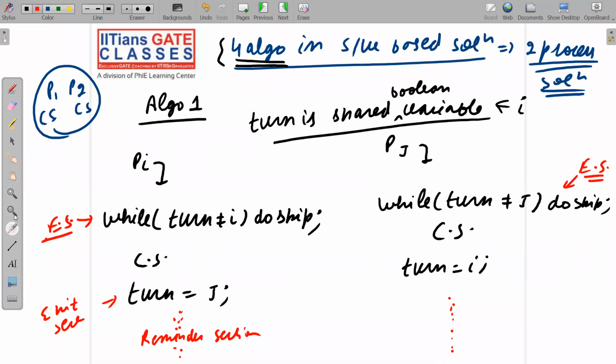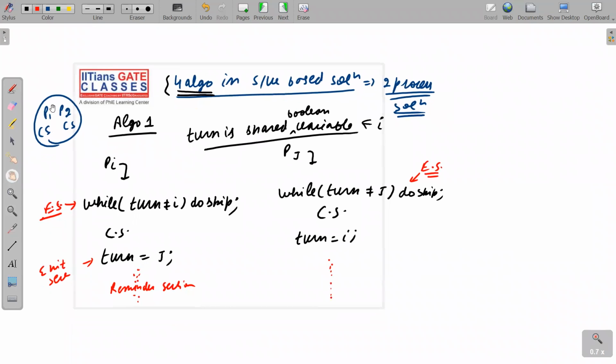Are you getting it? If you still have any doubt, then let me draw the figure, and then you will get more clarity. So turn is a shared variable now. Let me use another color.